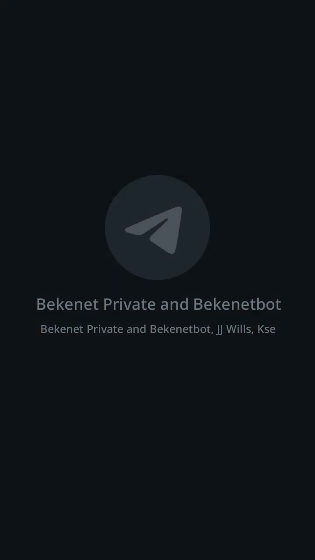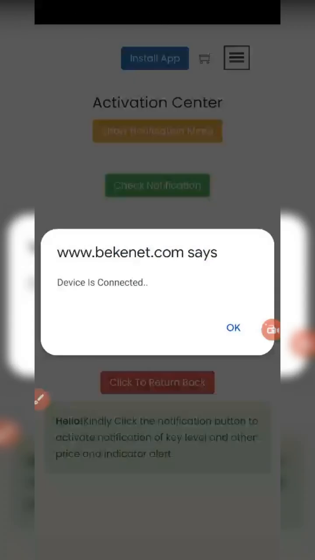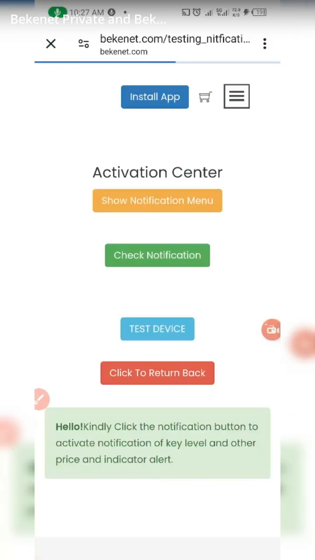Once I click this test device, I'm supposed to receive a message. Not this one, I'll just click OK. A message will pop up to tell me that I am connected to automated trading. So if you did not see that message, that means your device is not connected. It's only when you see that message that your device is connected. If you do not see it, you continue to repeat the same process until you know that your device is connected.